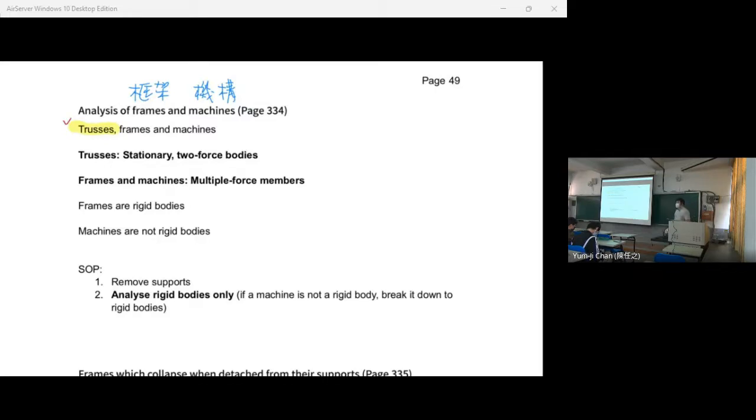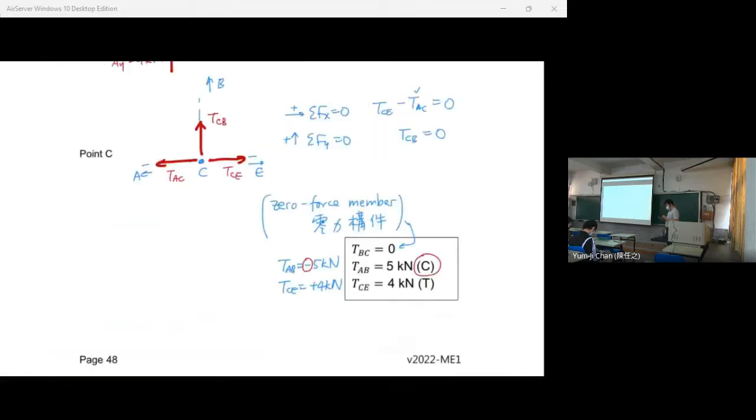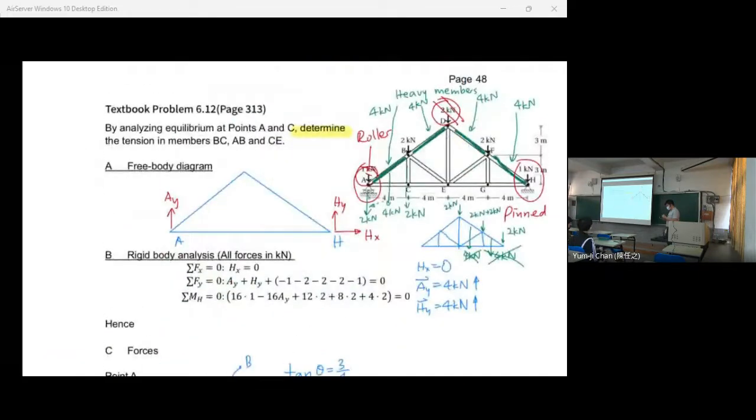So the difference between trusses and frames and machines is that all members of trusses are two force bodies. Let's look at the previous page. On the previous page, we have AB is a two force body, BD is a two force body, BE is a two force body. All members are two force bodies. Now we go on with frames and machines.